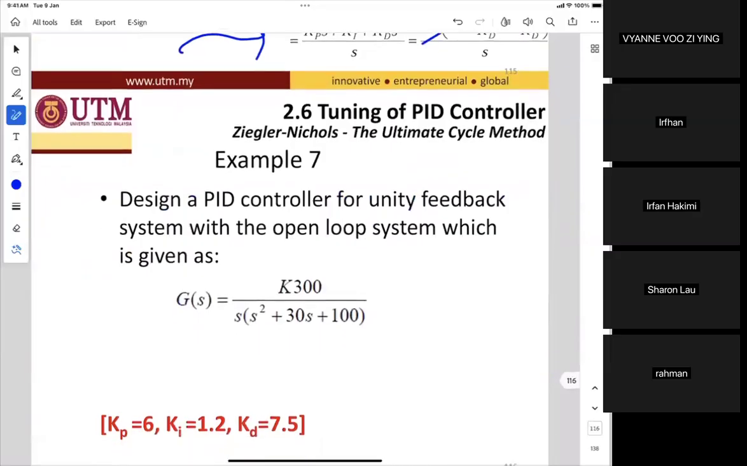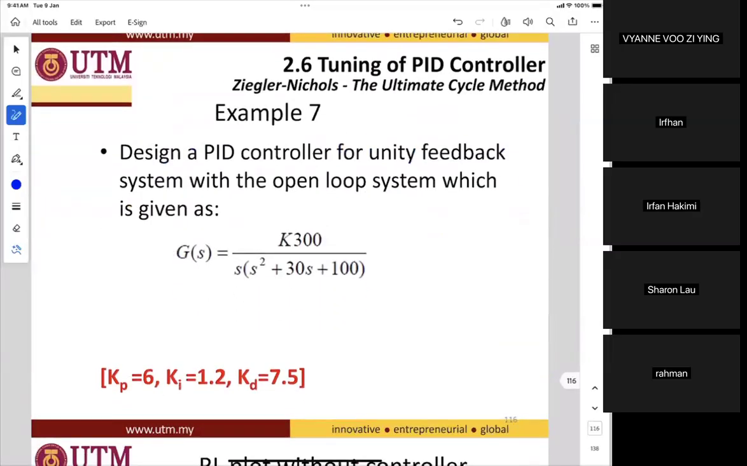Example 7. Design a PID controller for a unity feedback system with open loop system, which is given as G(s) equal to 300K divided by s squared plus 30s plus 100.